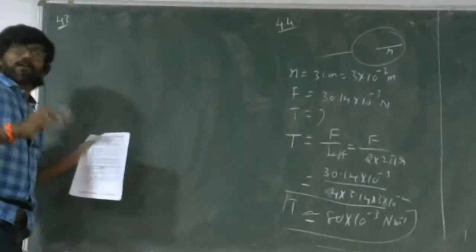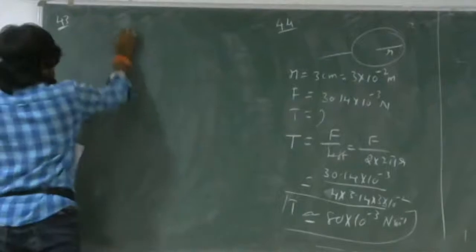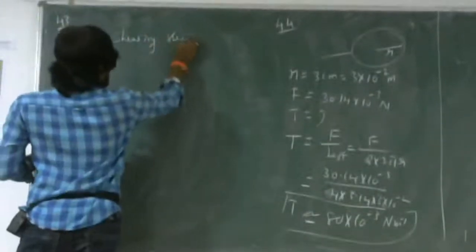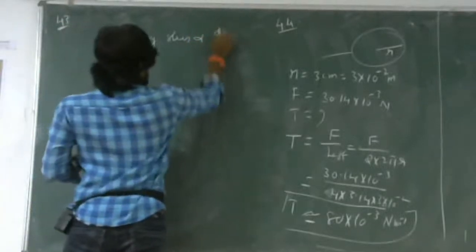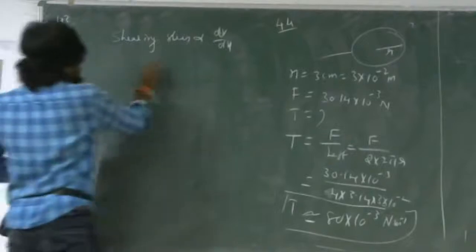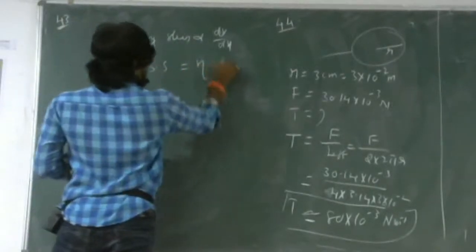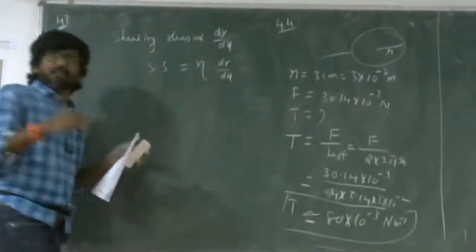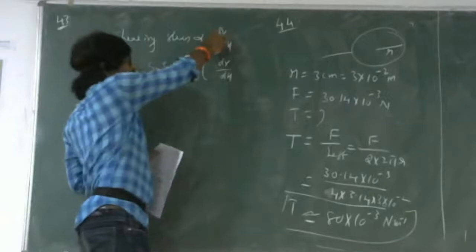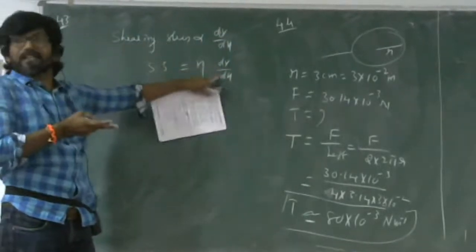So this is related to which concept? Viscosity. Shearing stress. You should remember that shearing stress is proportional to velocity gradient dV by dx. So you can also write it as shear stress is equal to some constant we call viscosity into dV by dx. So shear stress is given, eta is given, you are asked to find velocity gradient. This is the change in velocity with respect to the distance between the layers. This is called the velocity gradient.